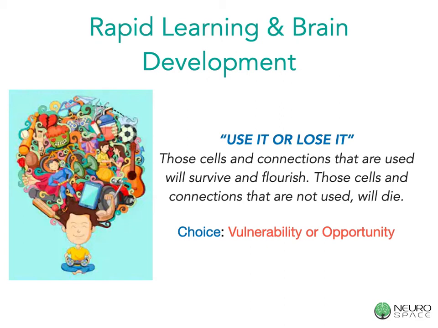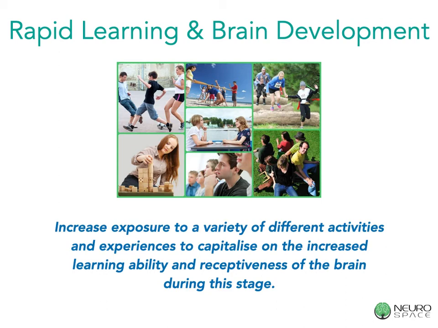As discussed, the principle that the cells are using is use it or lose it. So if you want your adolescent, or your child, to be a very successful adult, this is a good time for them to build the necessary skills in order to become a successful adult. So as a parent, you can increase their exposure to a variety of different activities and experiences in order to capitalize on this increased learning ability. And because the brain is very receptive during this stage, it is going to learn quicker and faster due to those structural and functional remodeling and reconfiguration abilities that are resulting as adolescence kicks in.